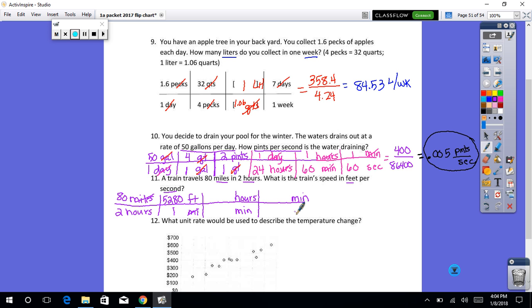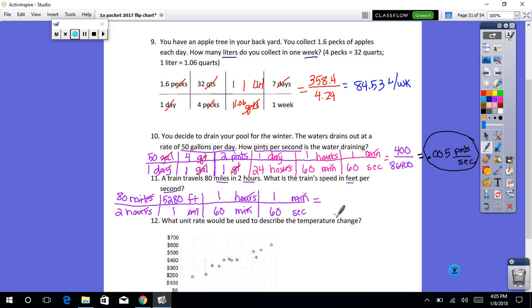And then we can go from minutes to seconds. There are 60 minutes in every 1 hour, and there are 60 seconds in every 1 minute. So let's make sure all these conversions cancel and leave us with feet per second, which is exactly what we wanted it to leave us with.